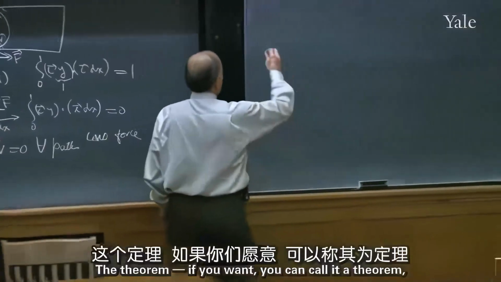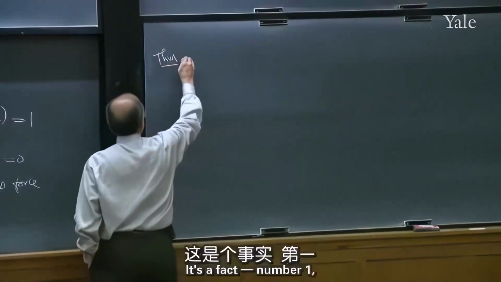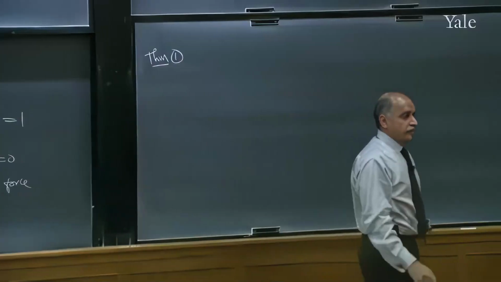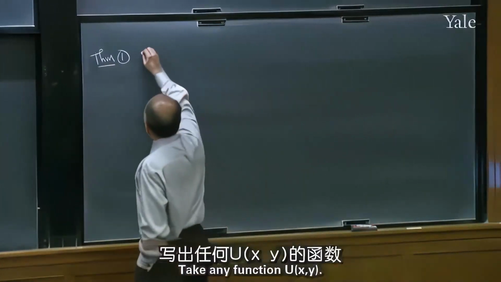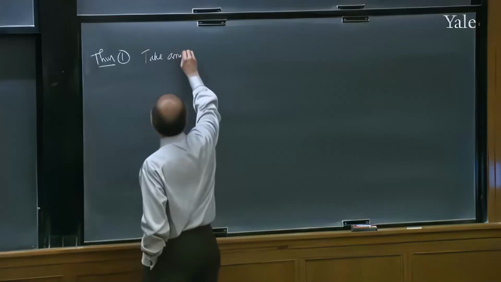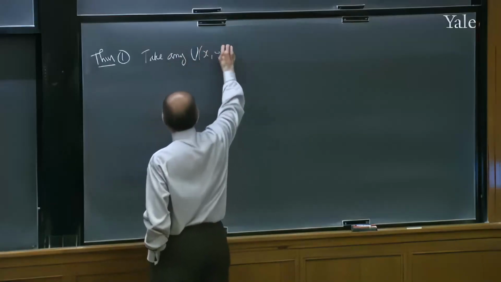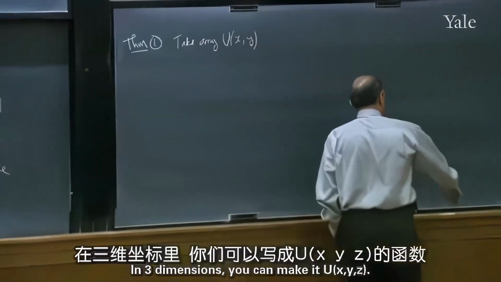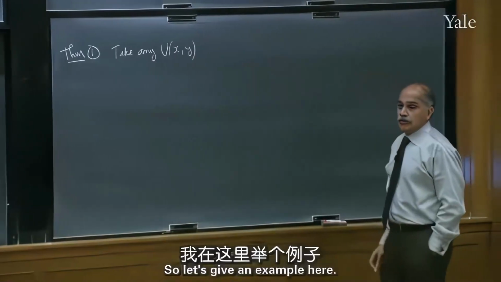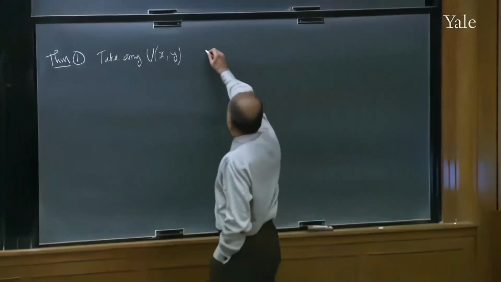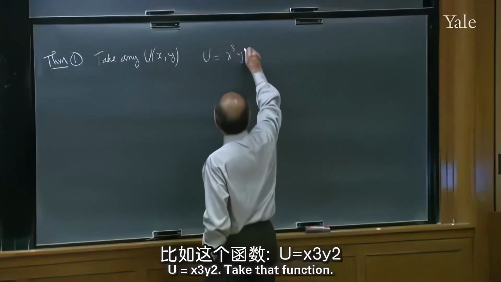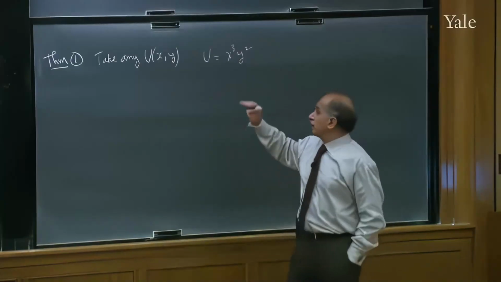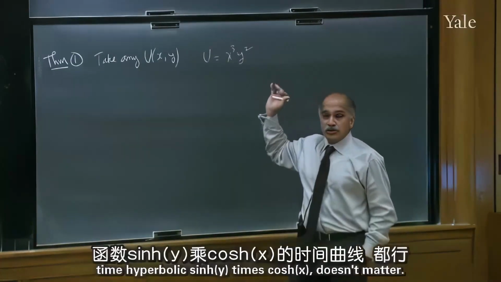The theorem, you can call it a theorem, you can call it whatever you like, it's a fact. Number one, here is a recipe for finding conservative forces. Take any function u of x, y. I'm just going to do it in 2 dimensions. In 3 dimensions, you can make it u of x, y, and z. So let's give an example here. U equal to x cubed y squared. Take that function. You can write your own ticket, whatever function you want, times hyperbolic sinh of y times cosh of x, doesn't matter.